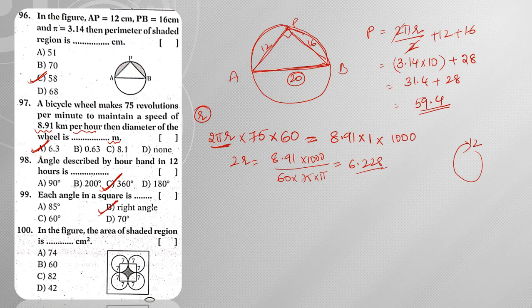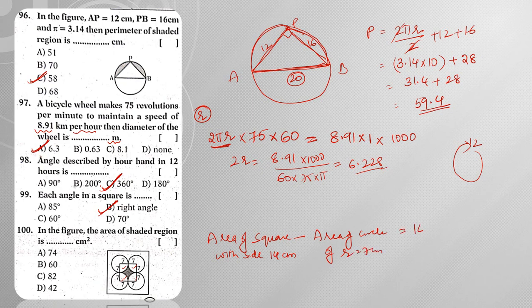Next one, in the figure, the area of the shaded portion is. If you want to find the area of the shaded portion, you can simply observe that it is nothing but the area of a square with side 14 centimeters minus the area of a circle. Can you observe that these four quadrants, if I arrange them, form a circle? The area of the circle with radius r is equal to 7 centimeters.